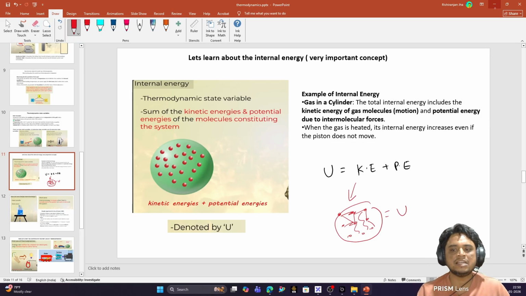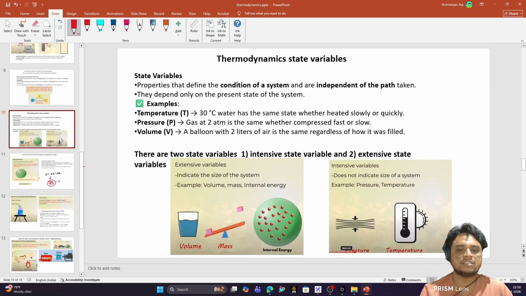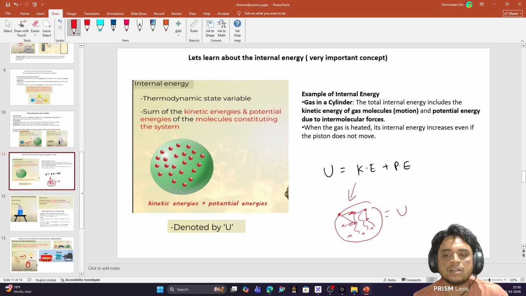So internal energy is a path independent variable. It does not depend on a path. So it is a state variable, as I had already discussed. It is an extensive state variable. So it does not depend on the path taken.